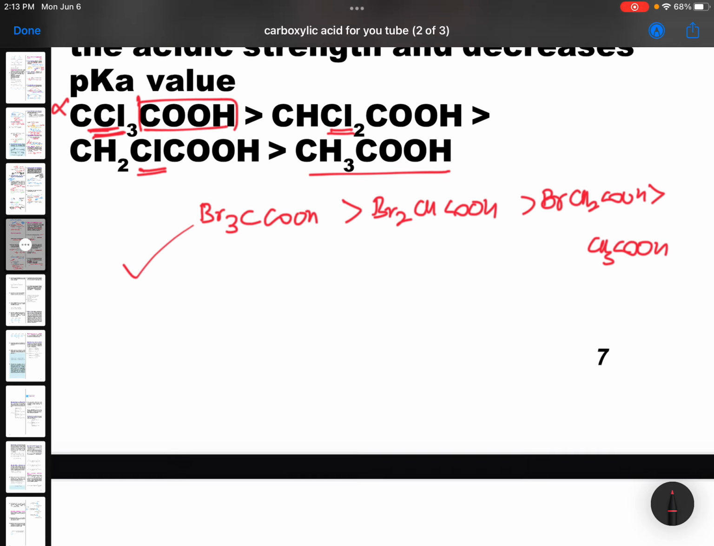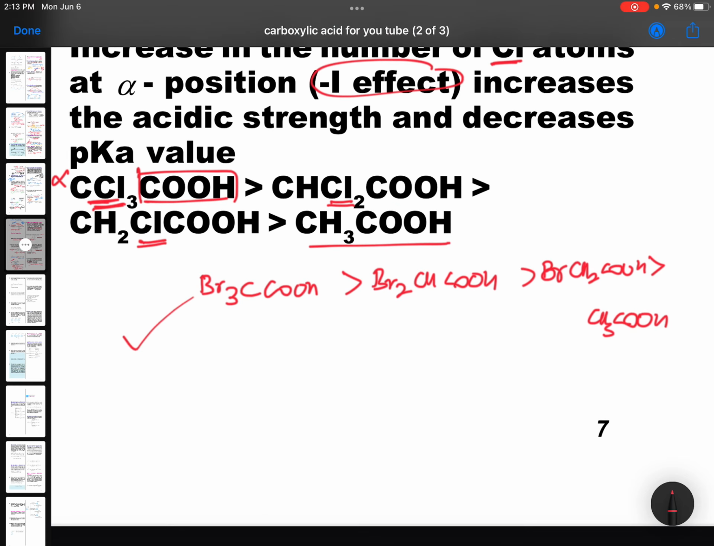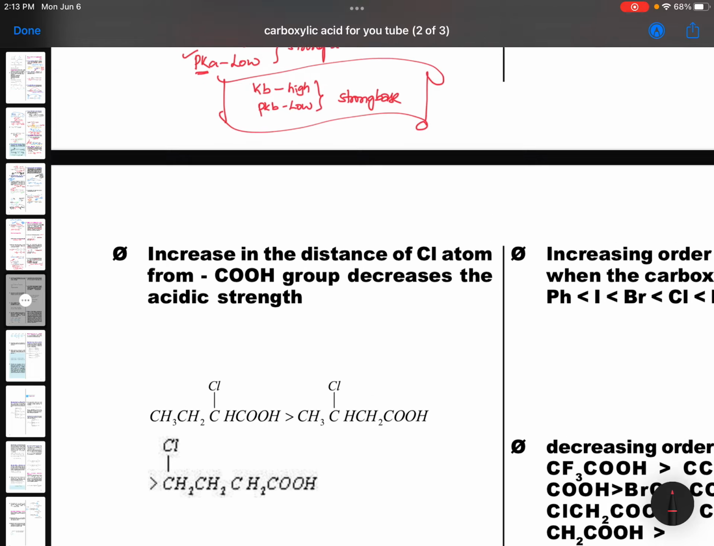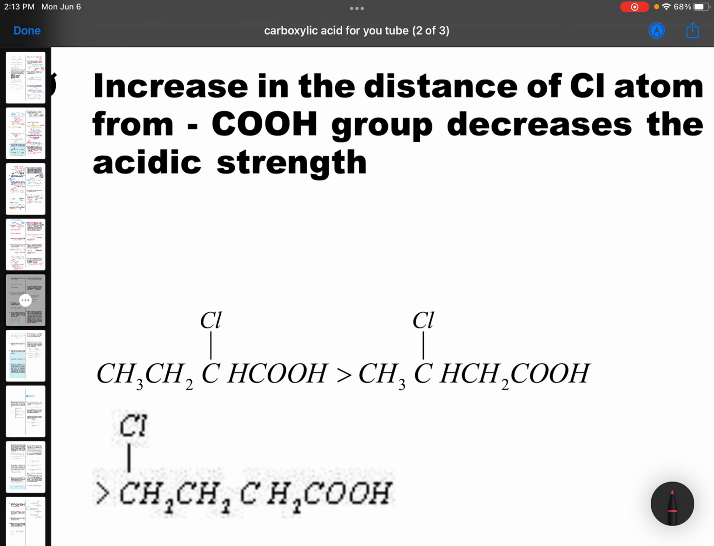This is the case. Now, the more the number of minus I groups, the more the acidic nature. Then coming to this point: an increase in the distance of chlorine atoms or bromine atoms or iodine atoms, which are simply minus I groups, from the COOH group decreases the acidic strength.